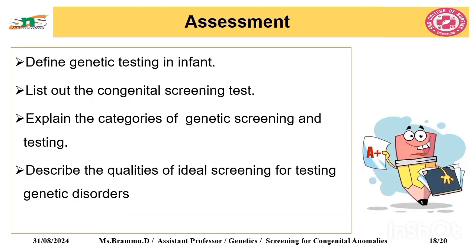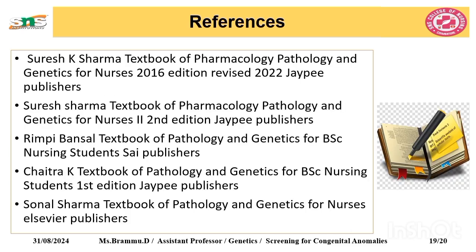So, last but not the least, at the end of this session, I hope that you will be able to define what is genetic testing, list down the possible congenital screening tests, explain the categories of screening tests, as well as describe the qualities of an ideal screening test for genetic disorders. So you can see these are the common references which I have used for genetics: Suresh K. Sharma's books and Benson's textbook of pathology and genetics, as well as Saitara and Sonal Sharma.